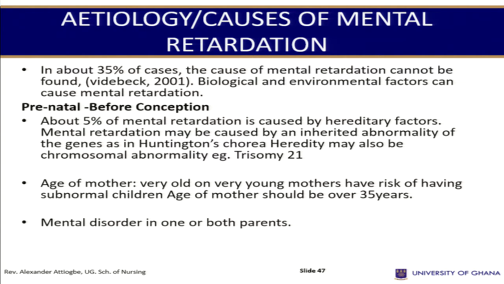Age of mother. Very old or very young mothers have a risk of having subnormal children. Age of mother should not be over 35 years. So if the age is too low or too high, that is above 35, there's a likelihood that the woman will give birth to a subnormal child. Then mental disorder in one or both parents. If one or both parents have mental disorder, there's the likelihood that they could give birth to an individual suffering from mental retardation.